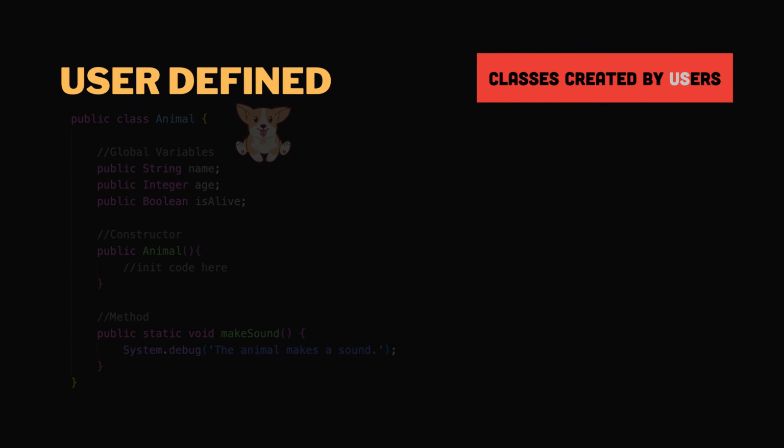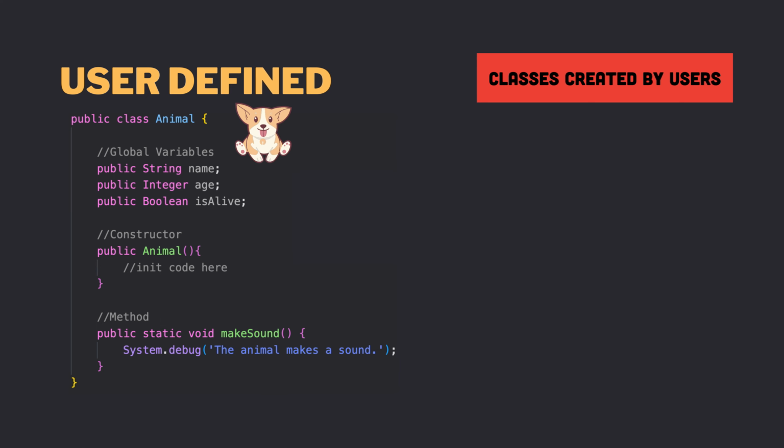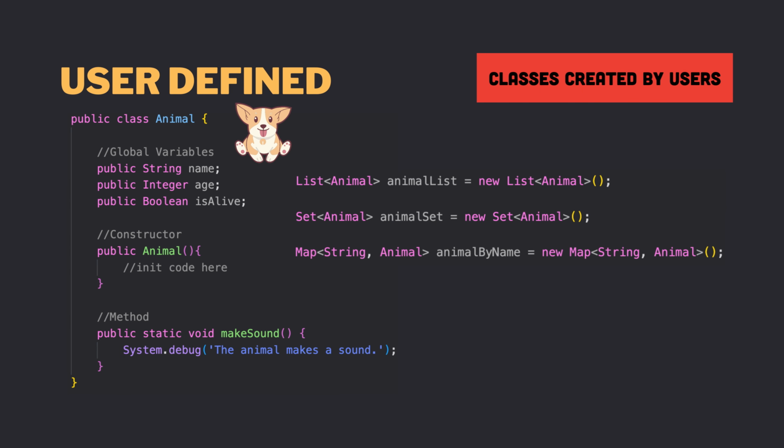Final topic of the video, user-defined types, refers to the classes that are created by us. For example, we have an animal class with few global variables, a constructor, and a method. We can then use either of the collections, a list, a set, or even a map to fit our purpose.